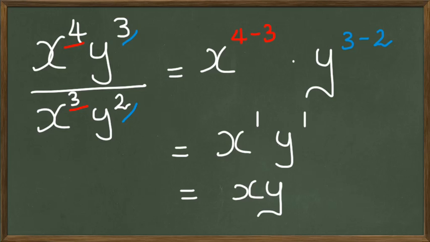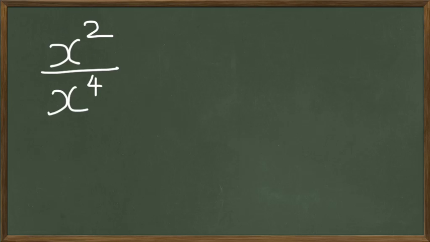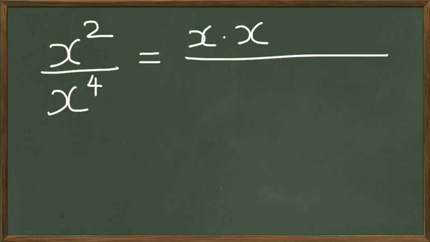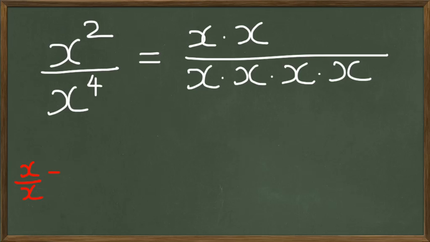Okay, what about when the powers are larger in the denominator? For example, in this question here, if we have x squared divided by x to the power of 4. Now if we expand this, we've got x multiplied by x, and all that divided by x multiplied by x multiplied by x and multiplied by x. Now we know that the two x's can cancel out, because we know that x divided by x equals 1, which means you can cancel those two out.